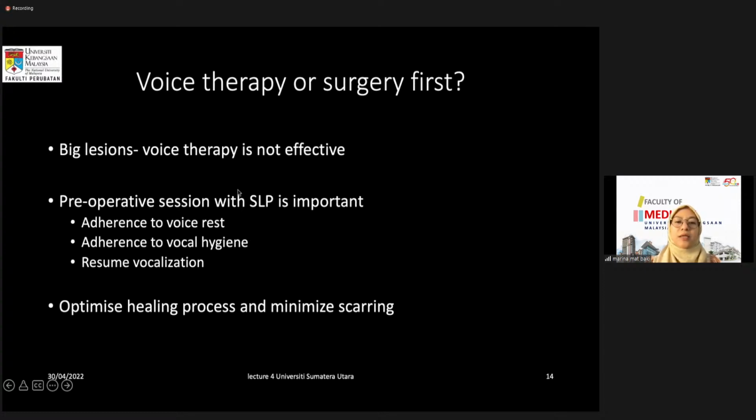You want the patient to see an SLP before you do the surgery, because you want the patient to be compliant to voice rest, so that the patient knows what vocal hygiene is, and will stick to vocal hygiene after the surgery, and will know how to resume vocalization after 5 days of voice rest after surgery. And by sending the patient to an SLP, which is a speech language pathologist, the patient would be compliant with adherence to voice rest, vocal hygiene, and so on, that would also optimize the healing process of the surgical site, and that would minimize scarring, so then you have a better outcome.